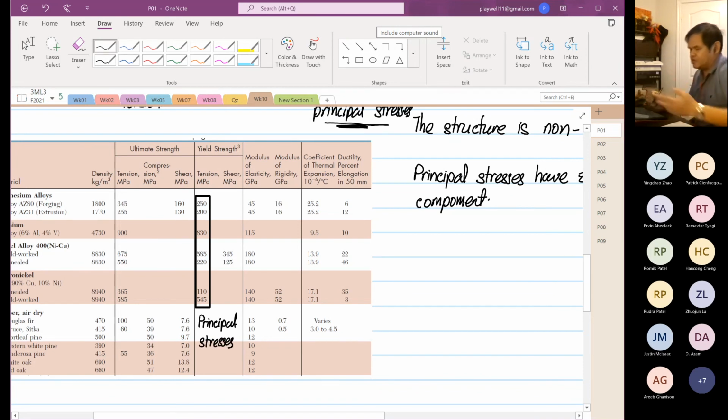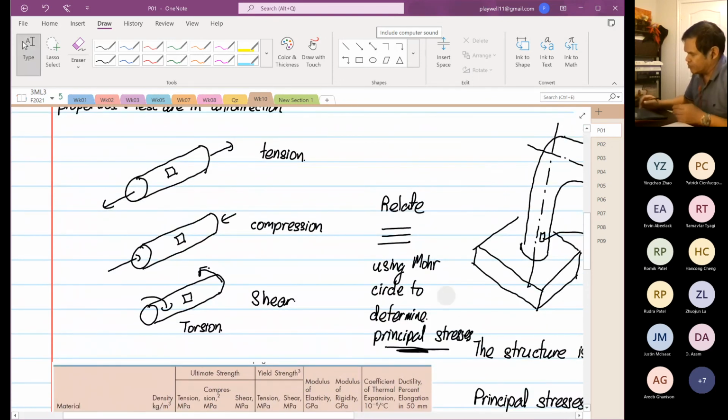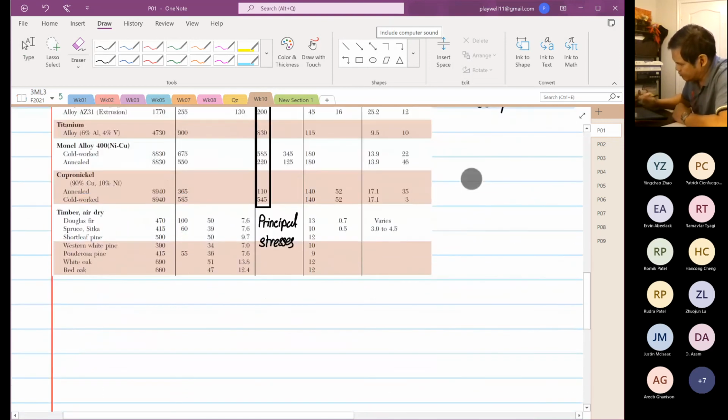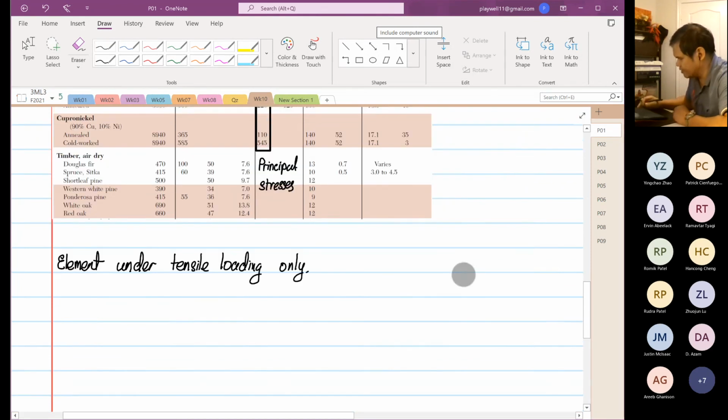Right? And I can show you why. Okay, I can show you why now. So if we were to take out one of the elements, okay, so now what I'm going to do is I'm going to extract the element, okay, and I'm going to show you briefly Mohr circle. Okay, so this is the element under tensile loading only. Okay, under tensile loading only.